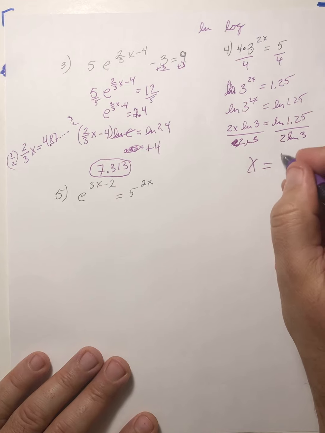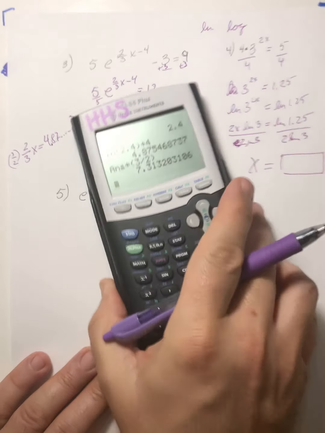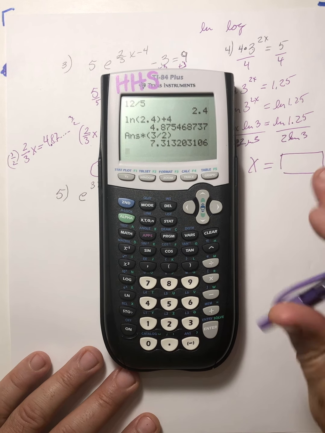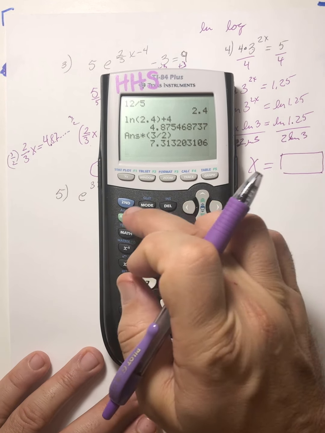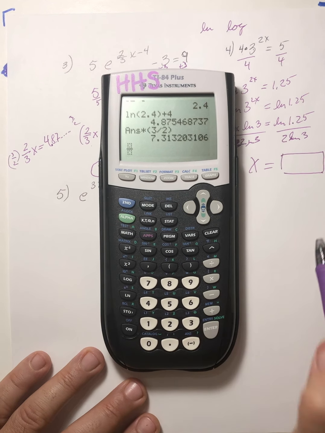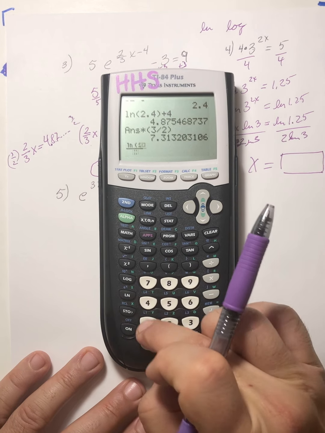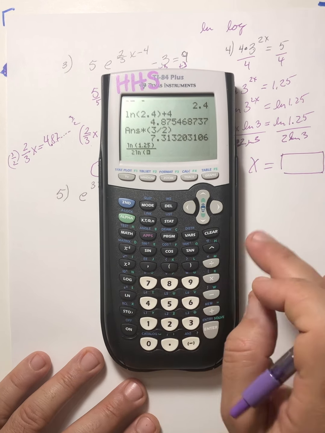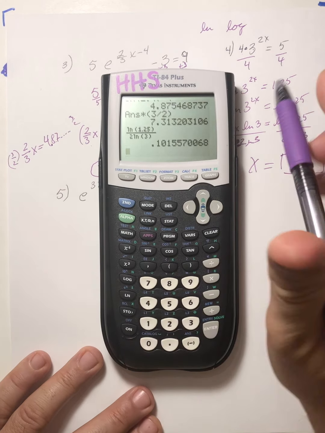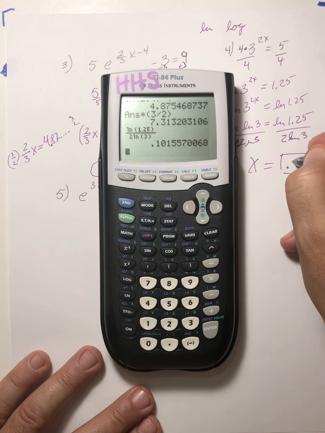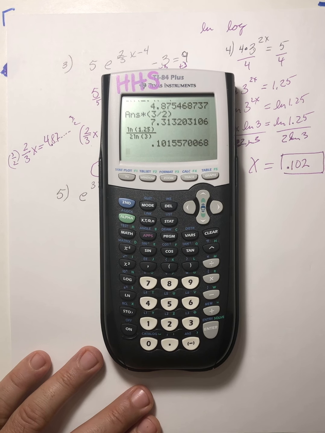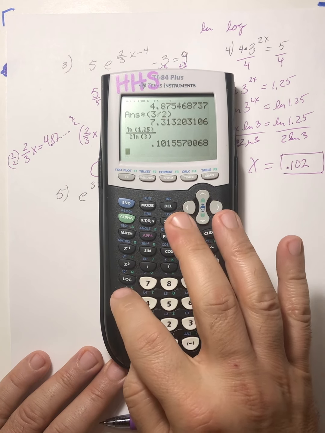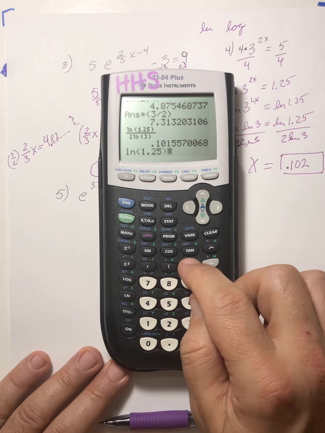So x equals, and we're going to round to the nearest thousandth. To avoid parentheses, because I have an 84, I'm going to use alpha y equals, that number 1, and type in ln of 1.25, close parentheses, scroll down to ln of 3. So I have 0.102, okay?